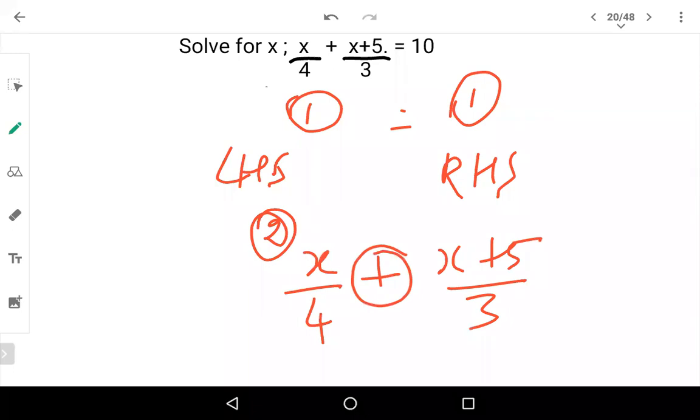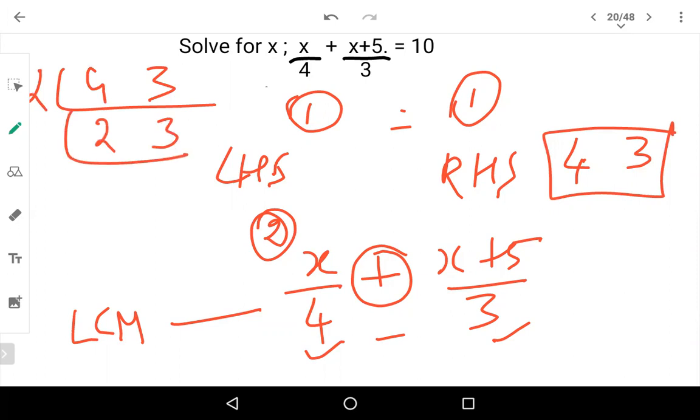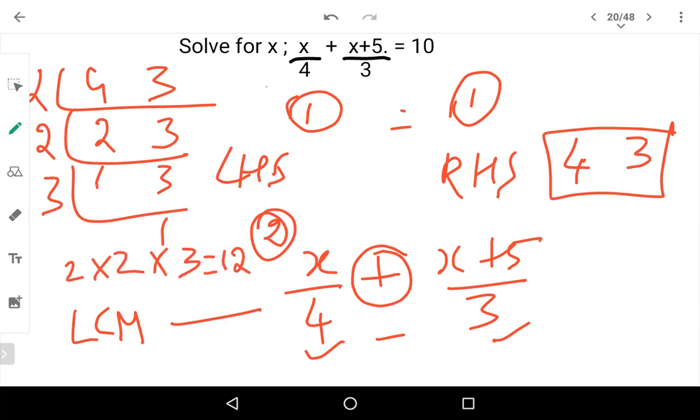So there is a plus in between. Now, when you have a plus or minus in between, you have to calculate the LCM of the denominators. What are the denominators here? 4 and 3. So we calculate the LCM of 4 and 3. 2 2s are 4, 3 will remain. 2 1s are 2, 3 will remain. 3 1s are 3. 2 2s are 4, 4 3s are 12. So 12 is your LCM.